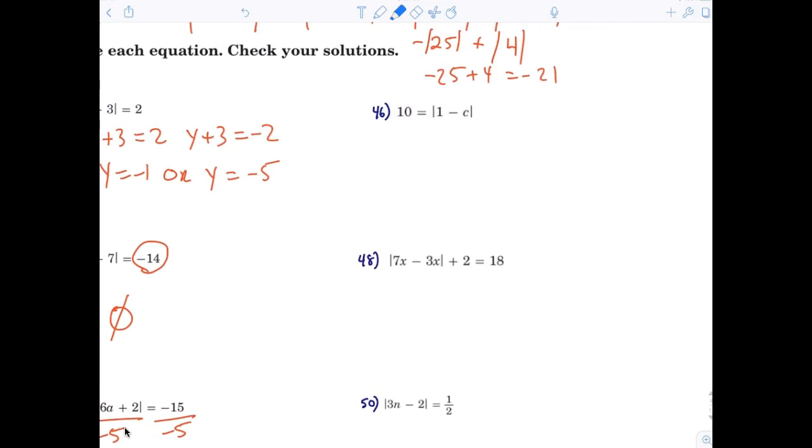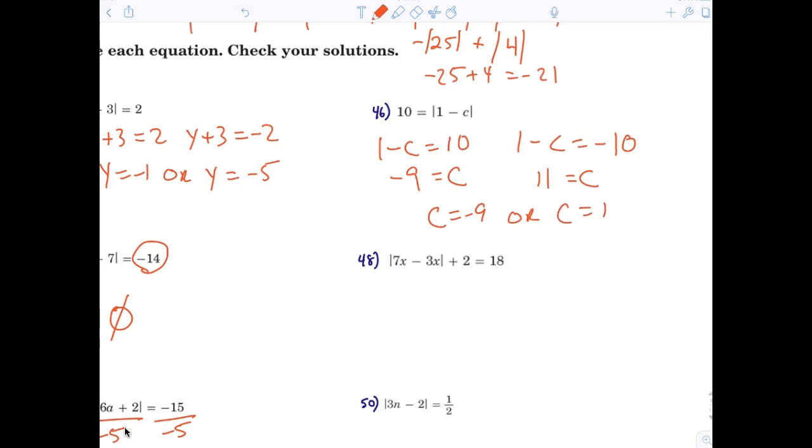Back up top, 46. So now you're again writing 1 minus c equals 10, 1 minus c equals negative 10. Now here's another example of I want the variable to be positive. So I'm going to move the negative c and move the 10. So this says c would be negative 9, and this would be c equals 11. So c is equal to negative 9 or c equals 11. Practice moving those things.